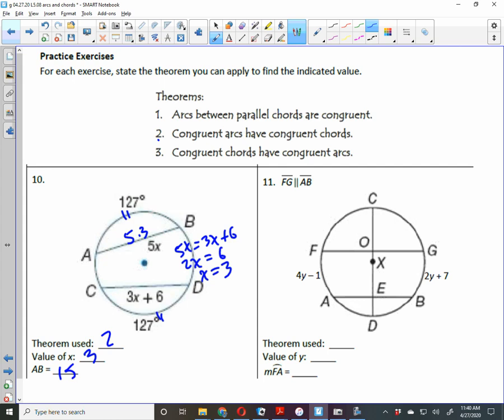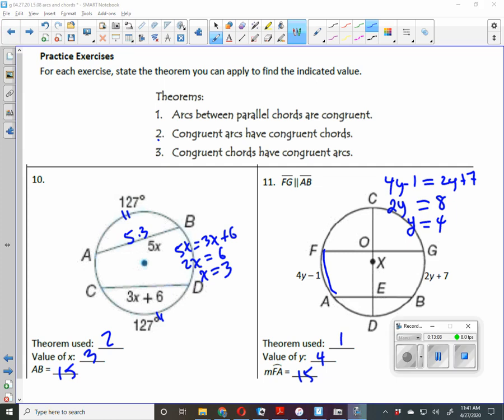And 11, the last problem here, we have parallel lines. So clearly this is 1. Arcs between parallel lines are congruent. Therefore, 4y minus 1 is equal to 2y plus 7. Subtract the 2y, we get 2y over here. Add the 1, we get 8. Y is equal to 4. Therefore, arc FA is 16 minus 1, or 15. All right. Those are important theorems to keep in mind. Write them down. Good luck.